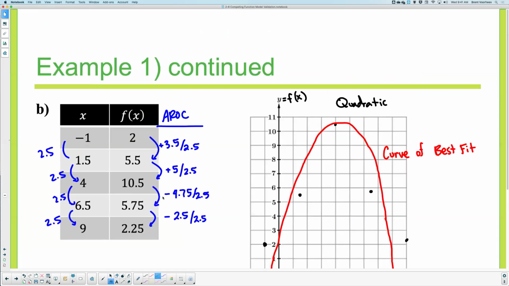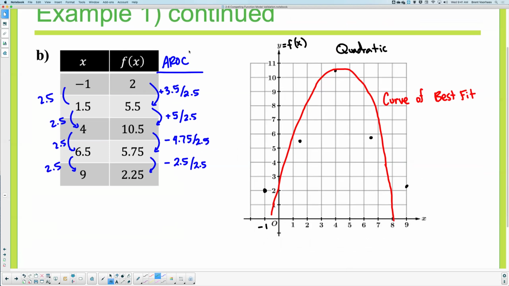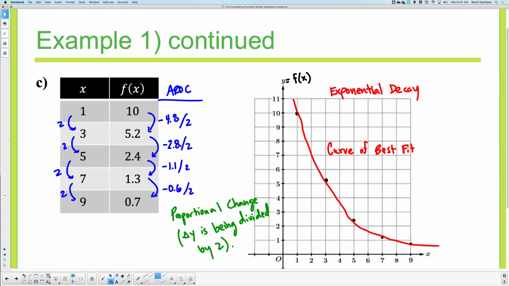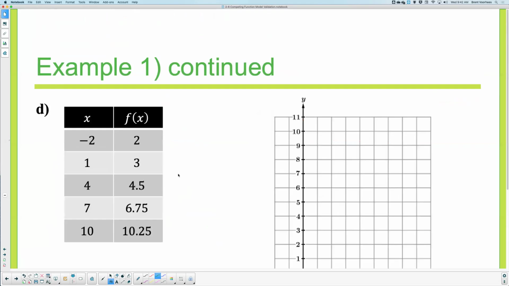So if it's linear, what you'll see is that the delta y is relatively constant. What you'll see if it's quadratic is that the delta y is changing by a constant amount. Although this one was just bad data. I just need to fix it for the future. On an exponential, the delta y is changing, but it's changing by a proportional amount, meaning not a constant amount. It's being either multiplied or divided by a certain amount. And that's what was happening here.